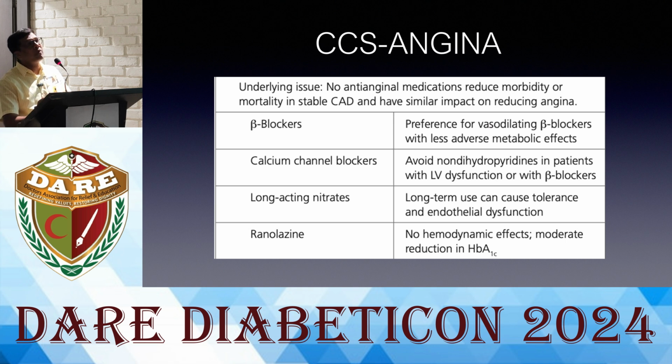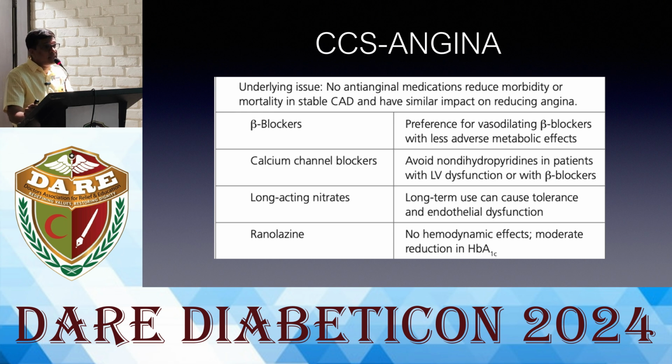Among beta blockers, we prefer vasodilating ones: carvedilol, labetalol, or nebivolol. For calcium channel blockers, avoid non-dihydropyridines in patients with LV dysfunction or those on beta blockers. Long-acting nitrates are also used. We have to understand that long-term use of nitrates can cause tolerance, so timing the medicines is very important, because they might develop tolerance and also endothelial dysfunction. Ranolazine is a newer one.